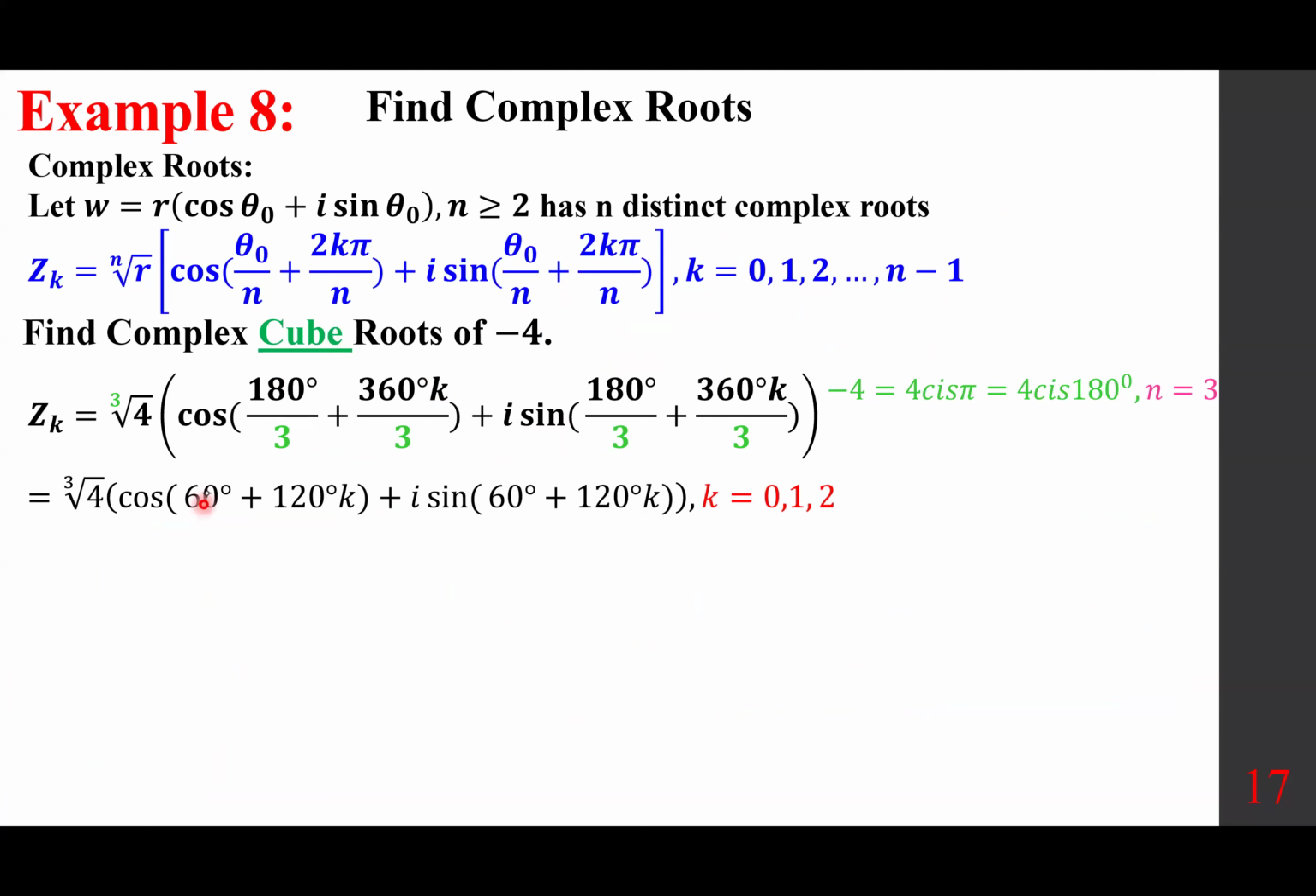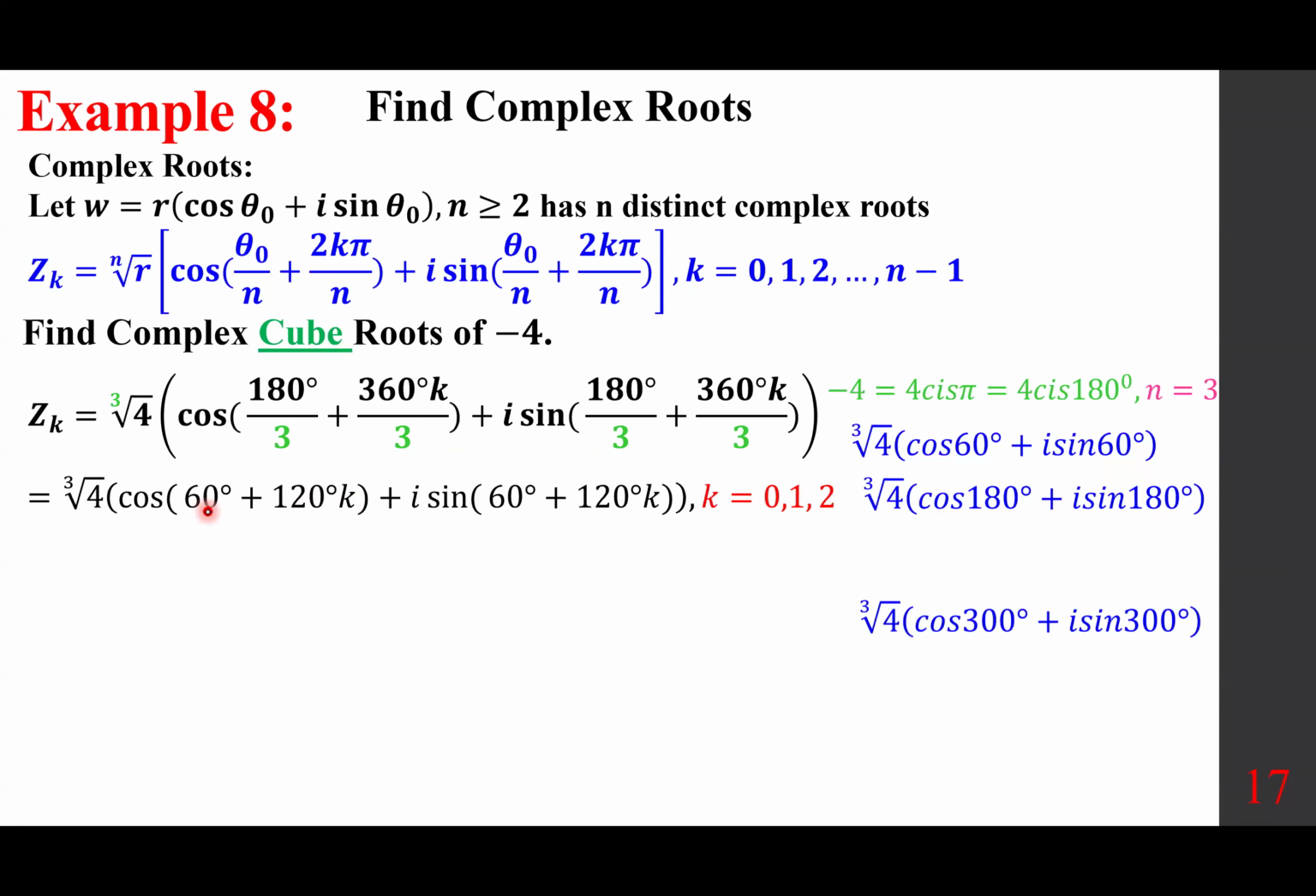So if I plug in 0, everybody, so just drop this. We get cube root of 4 cosine of 60 plus i sine of 60. If I go with 1, 1 gives me 120 plus 60, so it becomes 180. So cube root of 4 cosine of 180 plus i sine of 180. If I replace the k with 2, 2 times 120 is 240, plus 60, 300 degrees. So we have all three here.